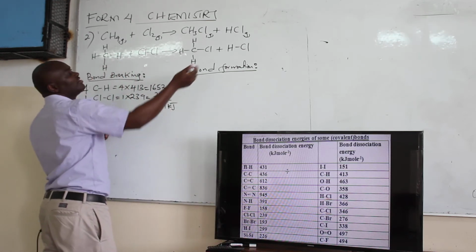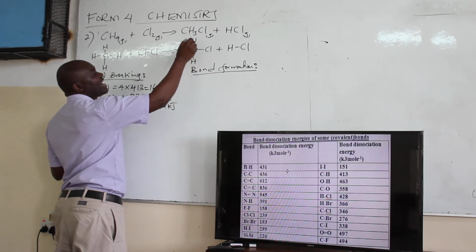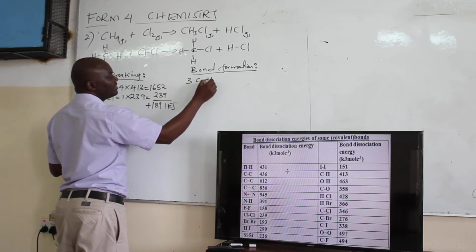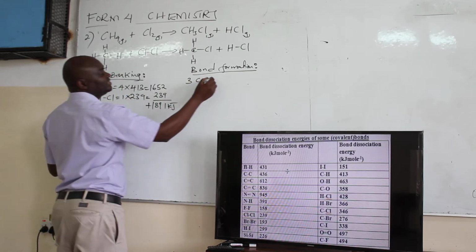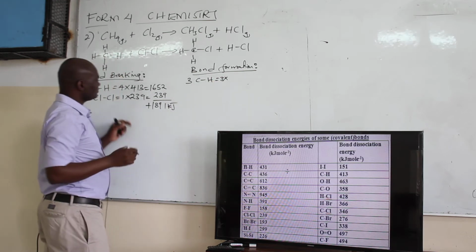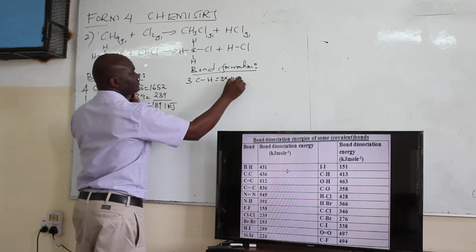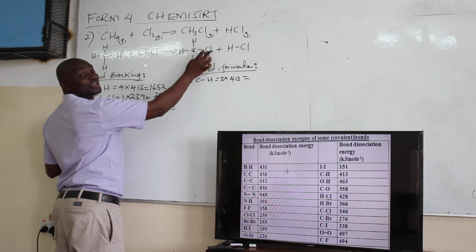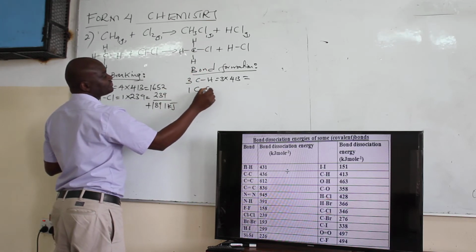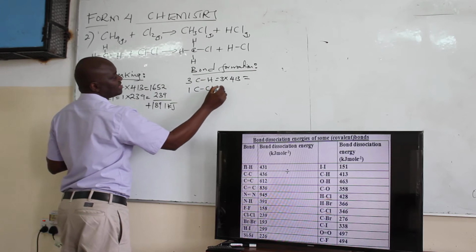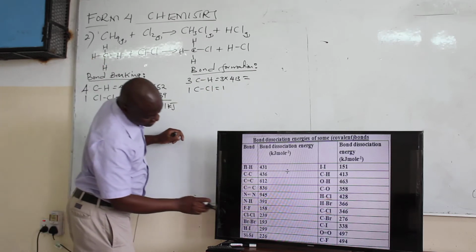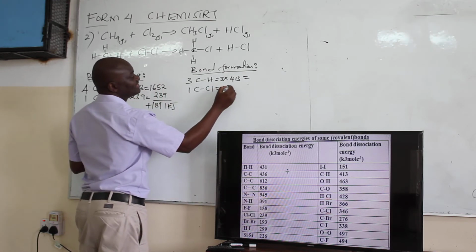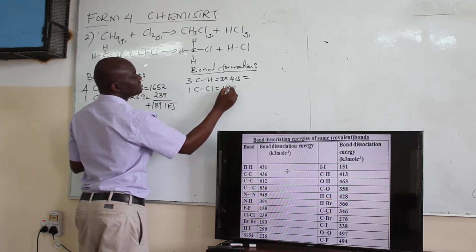Then we come to bond formation. We have carbon-hydrogen, 3 carbon-hydrogen bonds, which is 3 times 413. Then we have 1 carbon-chlorine bond. Carbon-chlorine is 346.